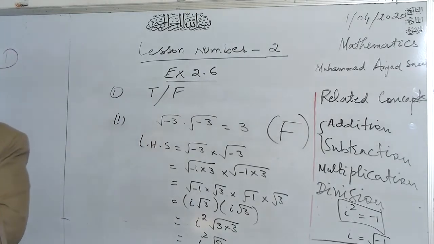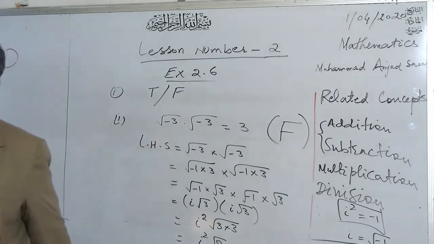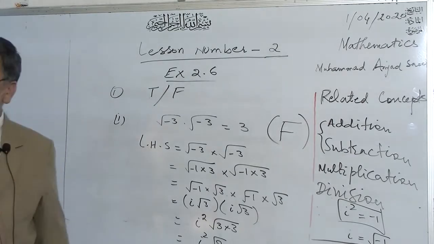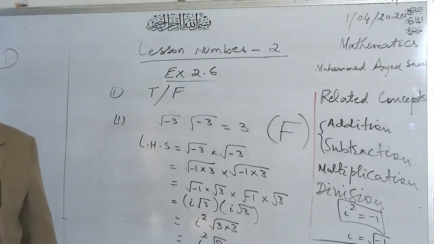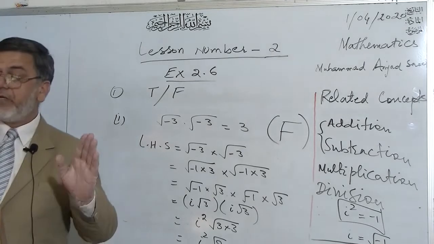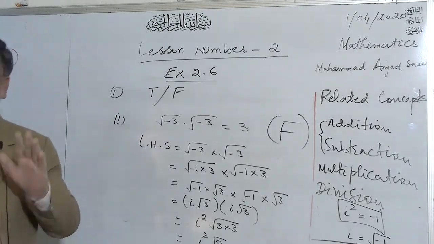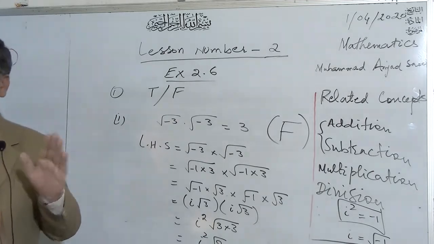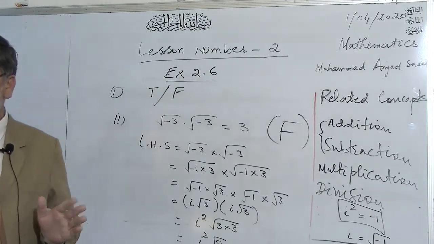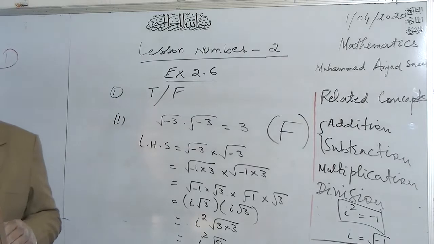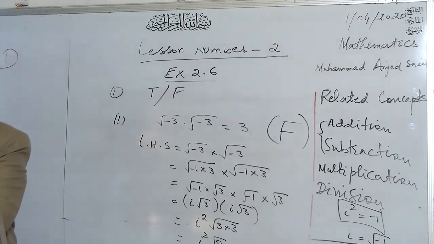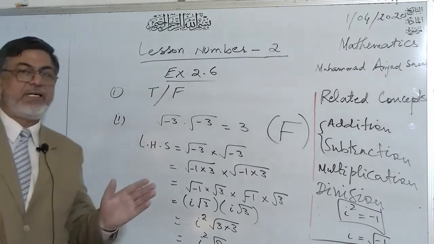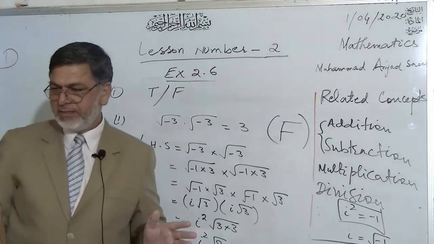After that, part number 2 and part number 3 you can do by yourself, because this is exactly according to the part of the previous exercise 2.5, exercise question number 1. So you can separate the iota powers and check whether they are equal to the right hand side or not.